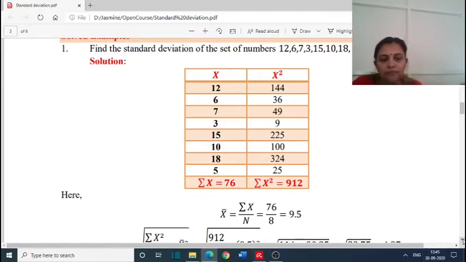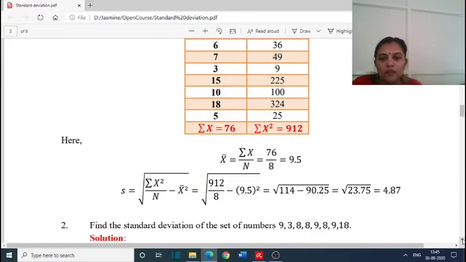Hence, x bar is equal to sigma x by n, which is equal to 76 by 8, as we have 8 numbers, which is equal to 9.5. Also, s is equal to the square root of sigma x square by n minus x bar square. So 912 is the sigma x square, by 8, minus 9.5 whole square, which is equal to the square root of 114 minus 90.25, which is the square root of 23.75, which is equal to 4.87.